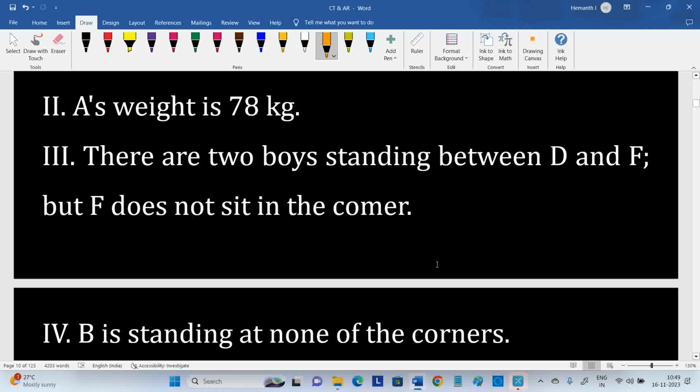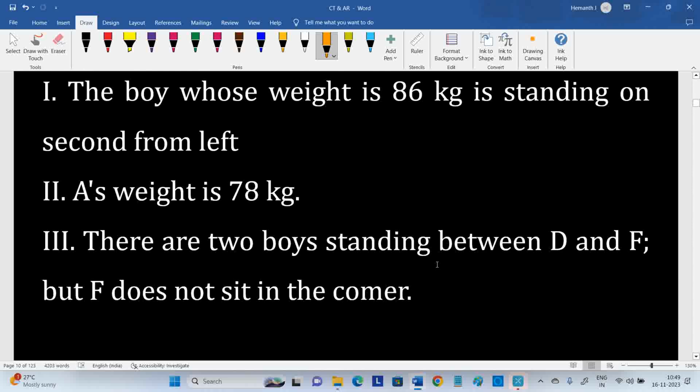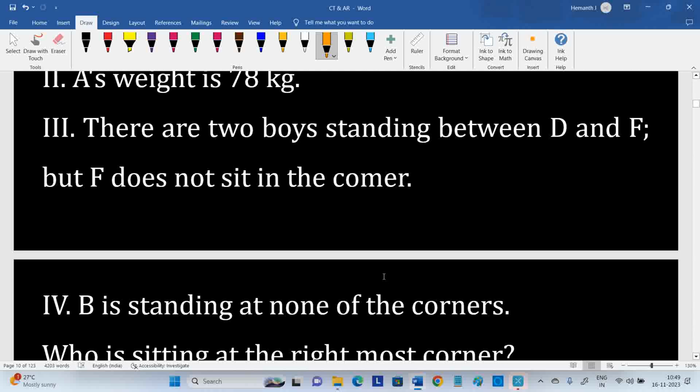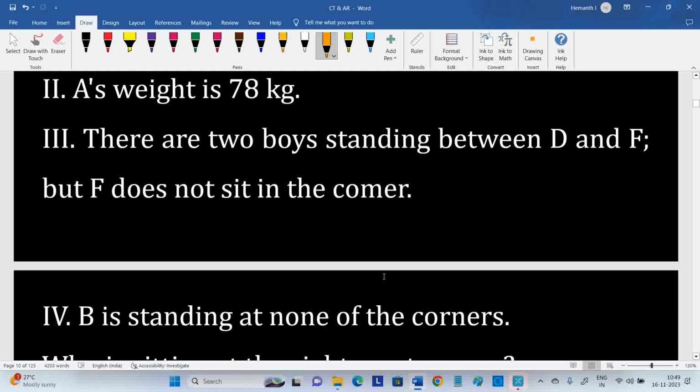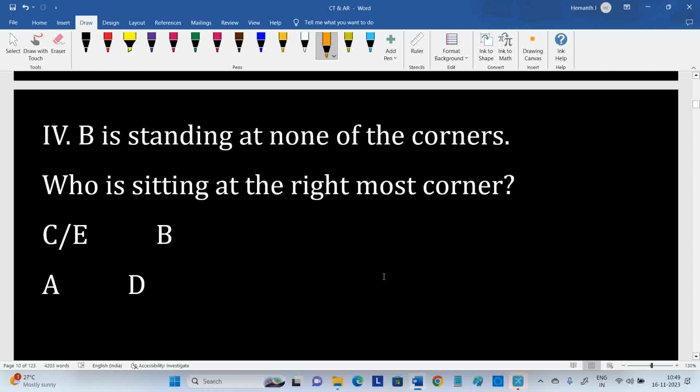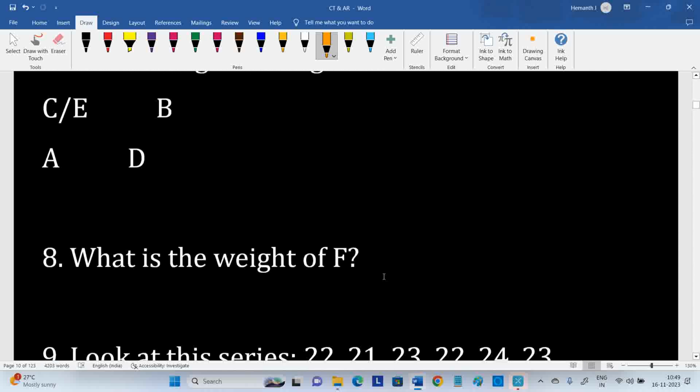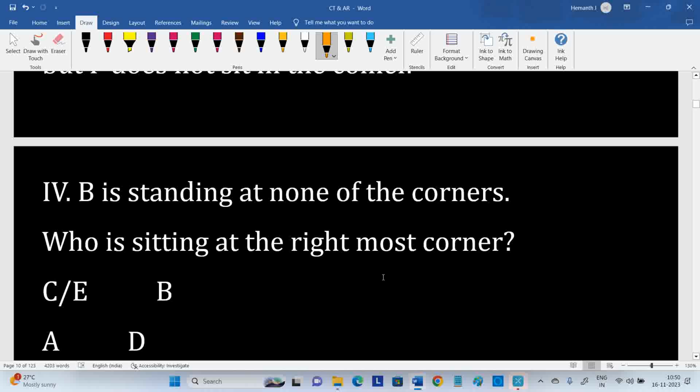First statement, I hope you copied already: the boy whose weight is 86 kgs, who is that candidate not mentioned, is standing second from the left side. A's weight is 78 kgs. There are 2 boys standing between D and F, and F does not sit in the corner. B is standing at none of the corners. B is not at the corner, F is not at the corner. Now the question: who is sitting at the rightmost corner? Another one: what is the weight of F?